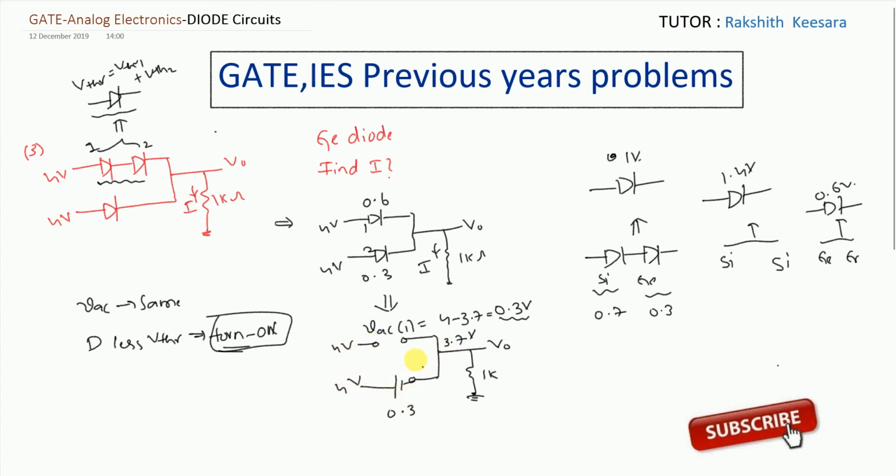I am finding the VAC across diode 1 again. If I find VAC across diode 1, I am getting 0.3 volt, but the threshold voltage is 0.6 volt. So diode 1 will remain in the off position. So now what is the current I? I equal to 3.7 by 1 kilo, that is 3.7 milliampere. Is this okay, guys?